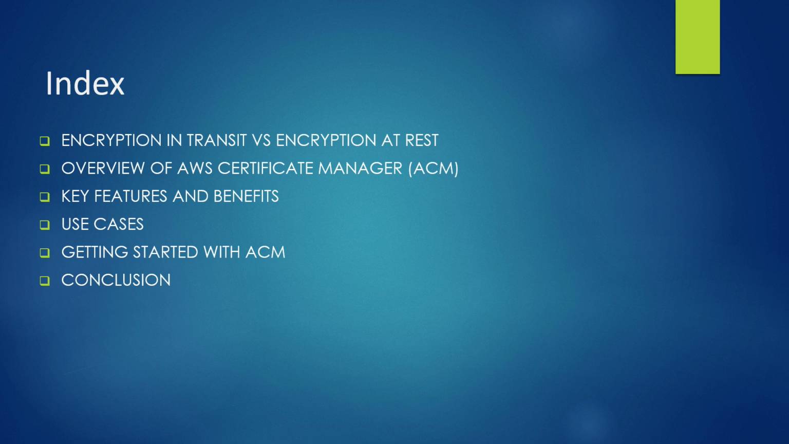First of all, let's see which things we are going to cover today. We will first start with what is encryption in transit and encryption at rest. This point is very important. After that, we will have an overview of AWS Certificate Manager, which in short we will call ACM. What are the key features and benefits of ACM, its use cases, and how we can get started with ACM in AWS. Finally, we will end our session with a conclusion of whatever we discuss as part of this session. I hope the agenda is clear to you all.